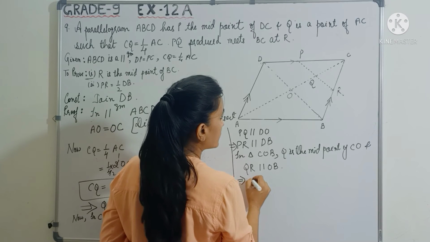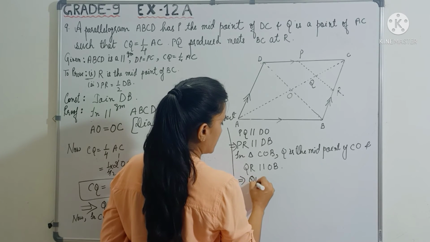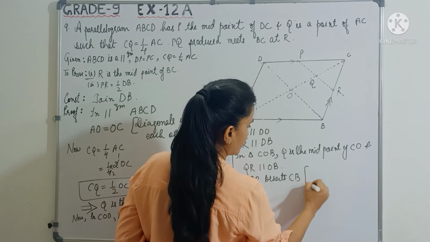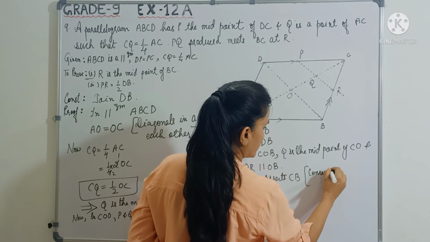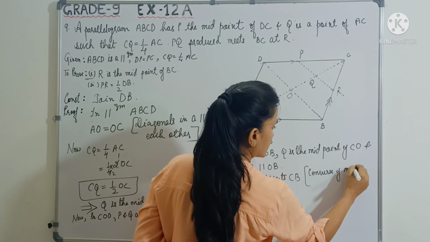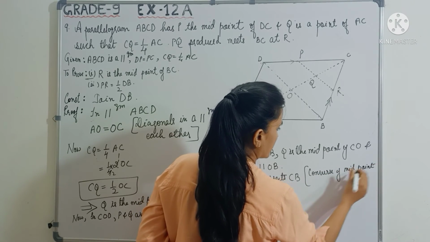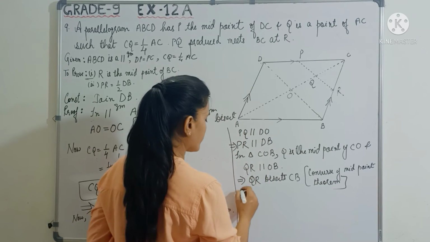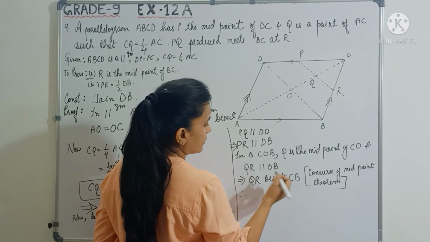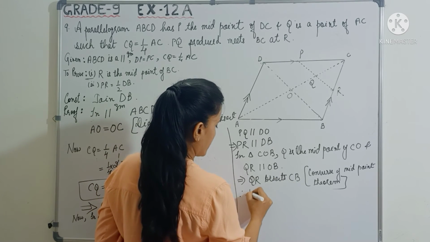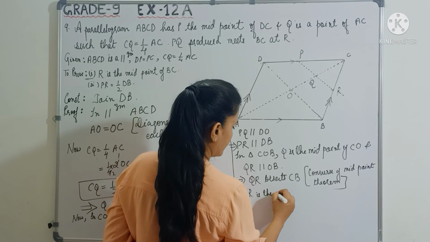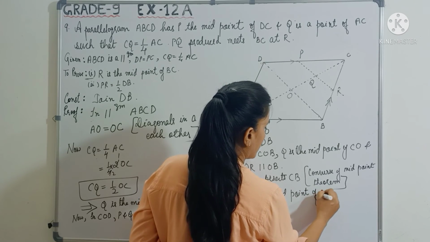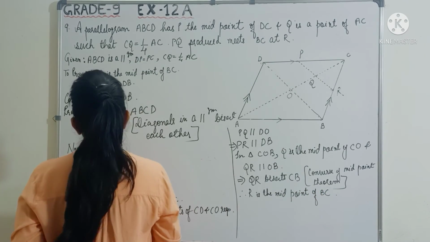This implies QR bisects CB from converse of midpoint theorem. Therefore, R is the midpoint of BC. R is the midpoint of BC. So first part is done.